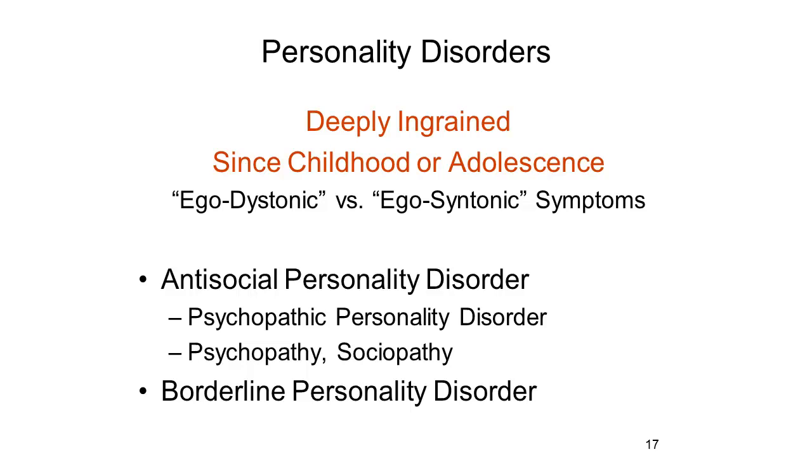Ego-dystonic symptoms are experienced as alien, as unwanted, not right, by the patient him or herself. The symptoms of the psychoses and neuroses are ego-dystonic in that sense, because the person with schizophrenia is disturbed by the hallucinations. The person with depression is disturbed by the fact that he or she is depressed. The obsessive-compulsive wants to get rid of her obsession and compulsion.